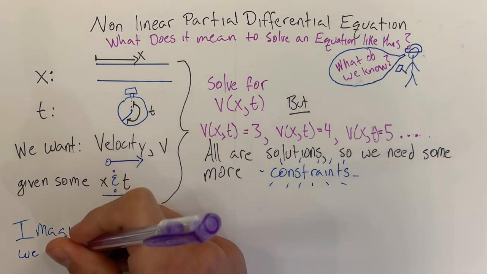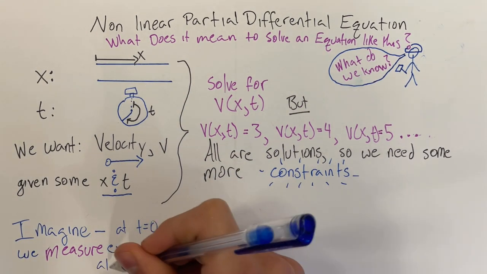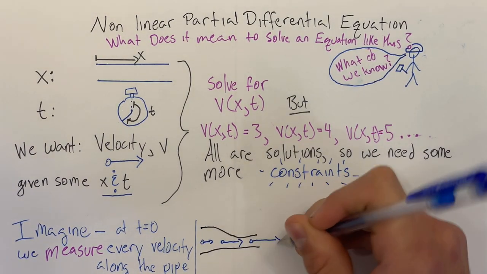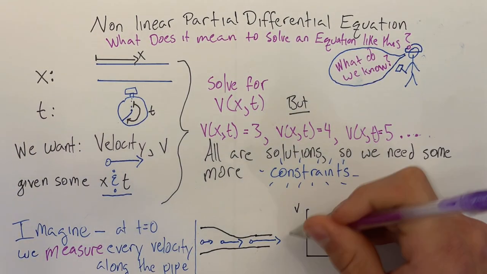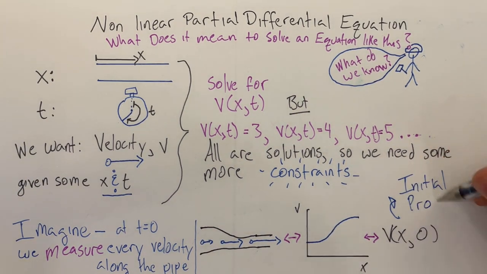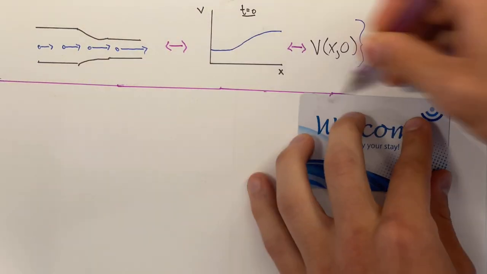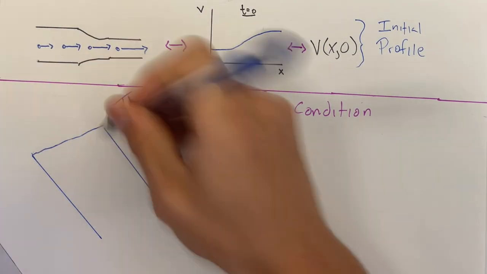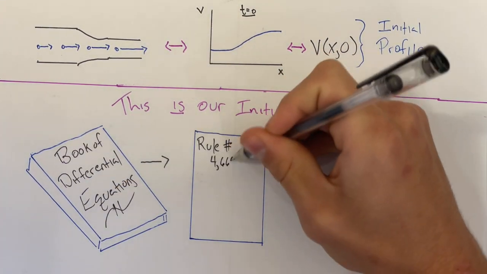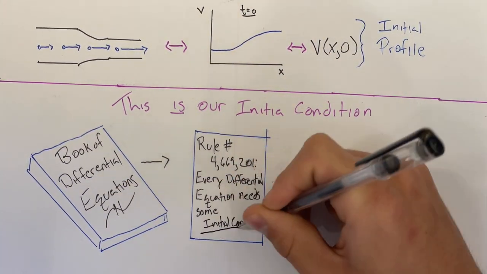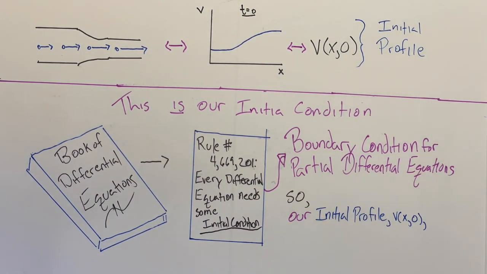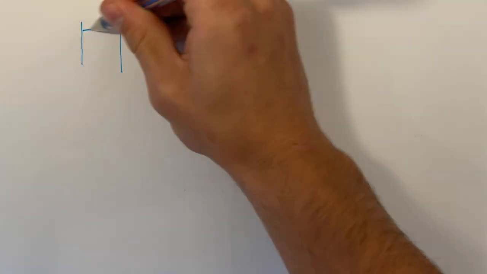What if, as an engineer, we could measure at some given time, t equals zero, all of the velocities along the pipe? That is, we have what you might call a velocity profile at an initial time, and we want to predict what happens to that velocity as time moves forward. This is called an initial condition, and it is the information we need to completely solve this equation. In general, differential equations need some type of initial condition, or boundary conditions if you like partial differential equations, and in our instance, we need some velocity profile.